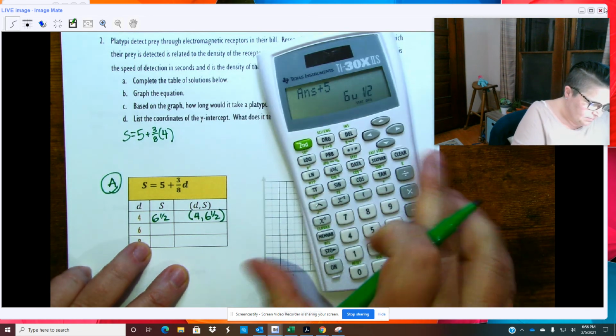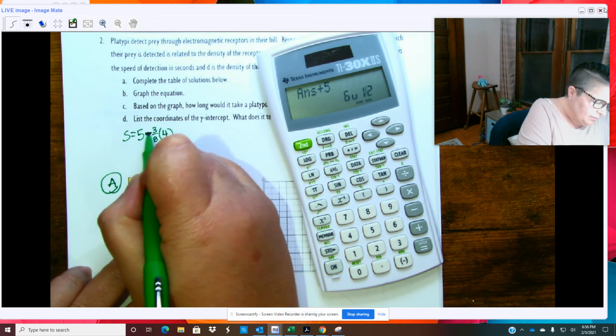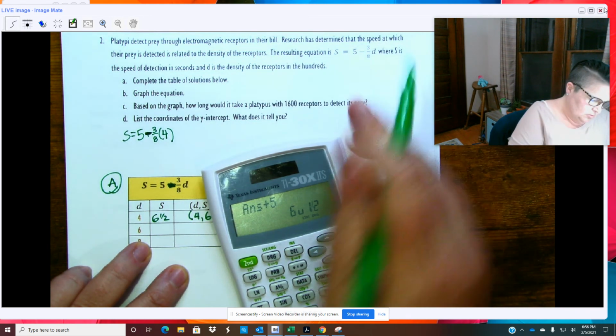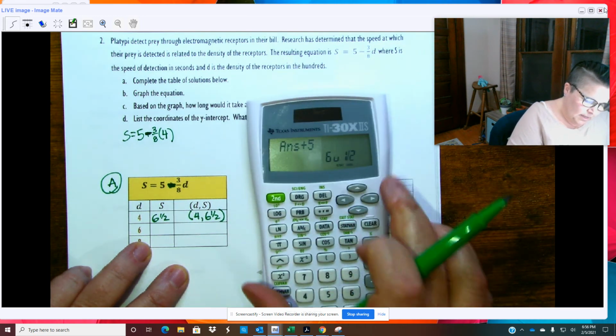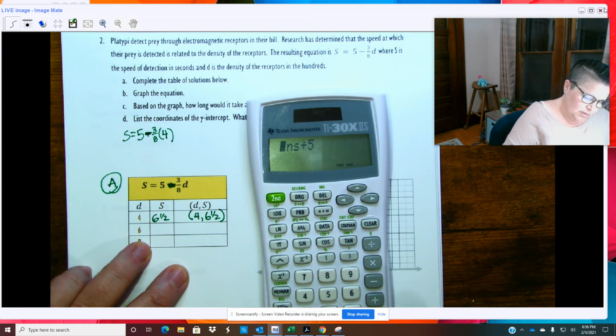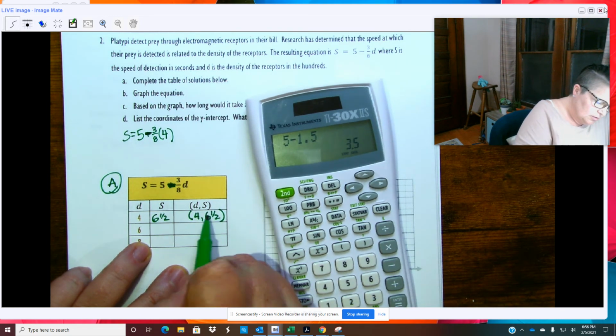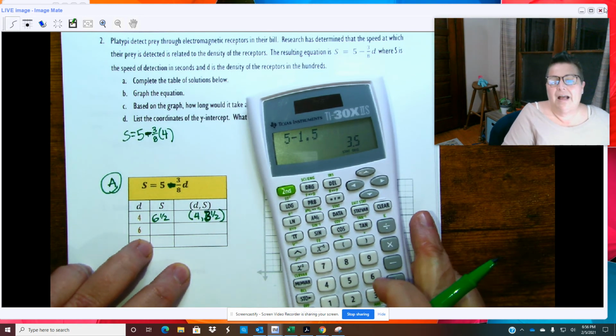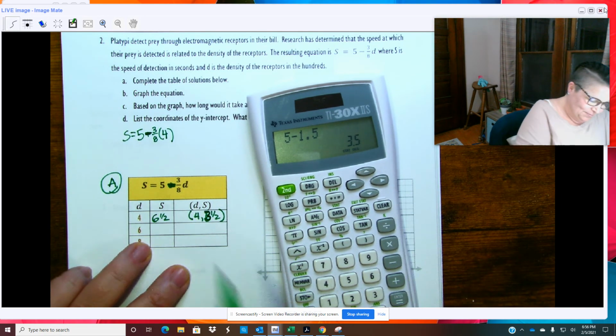Oh no, it's not plus, it's minus, isn't it? This is what happens when you copy the problem wrong. Minus. Okay. So now I'm going to do 5 minus 1.5. That makes sense. 3.5. Okay. I got to subtract rather than add.